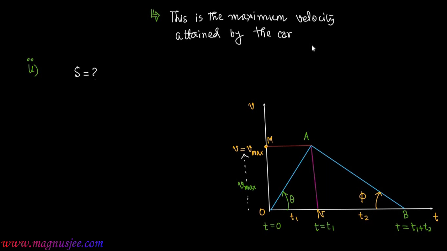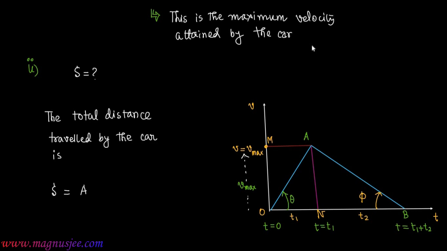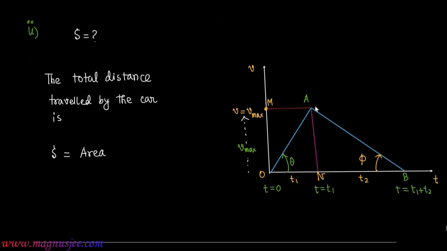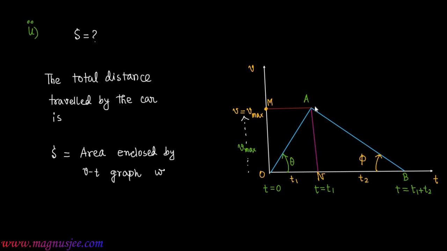Subdivision 2. S equals question mark means total distance. We have to find the total distance traveled by the car. The total distance traveled by the car from O to A then A to B is given by S equal to S1 plus S2, that is S is equal to the area enclosed by the Vt graph with the time axis.